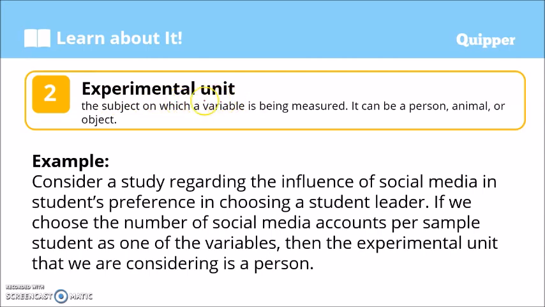Next, we have experimental unit. When we say experimental unit, that refers to the subject on which a variable is being measured. It can be a person, an animal, or an object. Example, let's consider again the study regarding the influence of social media in students' preference in choosing a student leader. If we choose the number of social media accounts per sample student as one of the variables, then the experimental unit that we are considering is a person.